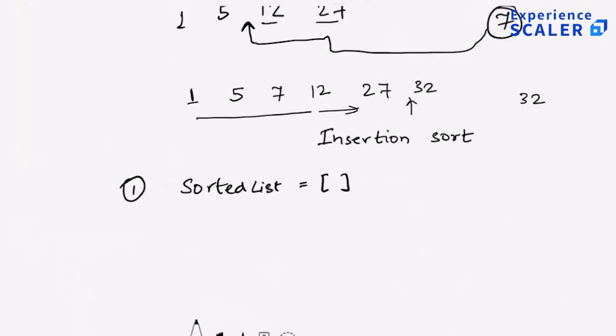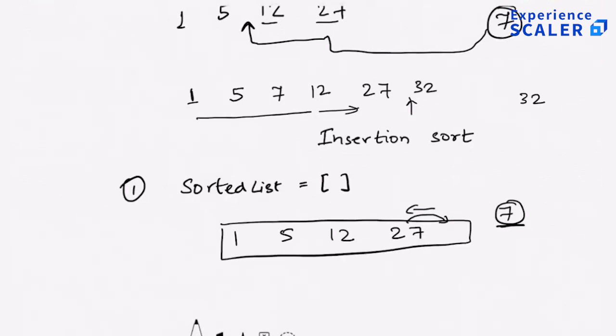For example, here, if I had 1, 5, 12, and 27, and I wanted to insert 7, I'll start from the end. Is 7 already bigger than 27? It is not. So I'll shift 27 one space to its right. Imagine this was the array. I have one space left here, so I'll shift 27 to its right. So 27 comes here.